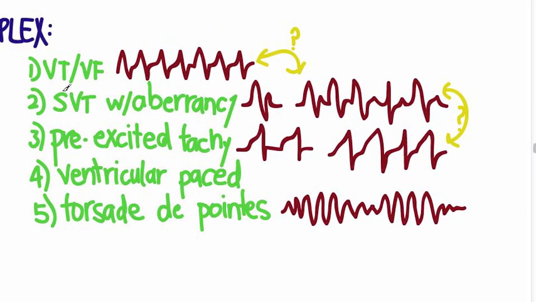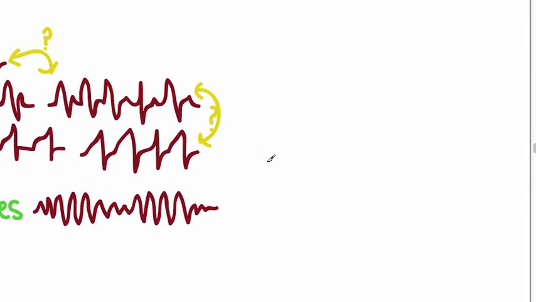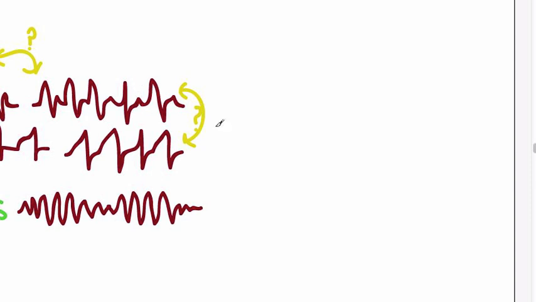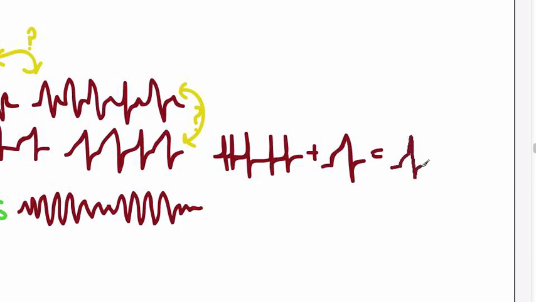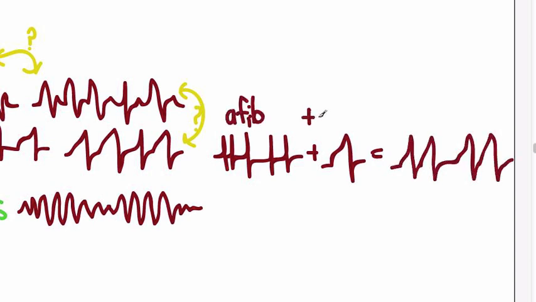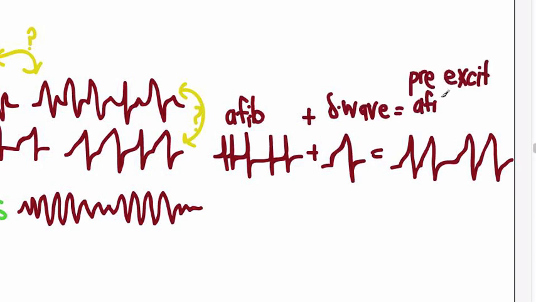Now let me just say one thing about these pre-excited tachycardias. The common example given is if you have someone who is in Afib, so they would normally have an irregular rhythm, and then if you throw in that delta wave, you're going to basically get a wide complex tachycardia that is irregular. So that's Afib plus the delta wave, a pre-excited Afib with RVR.